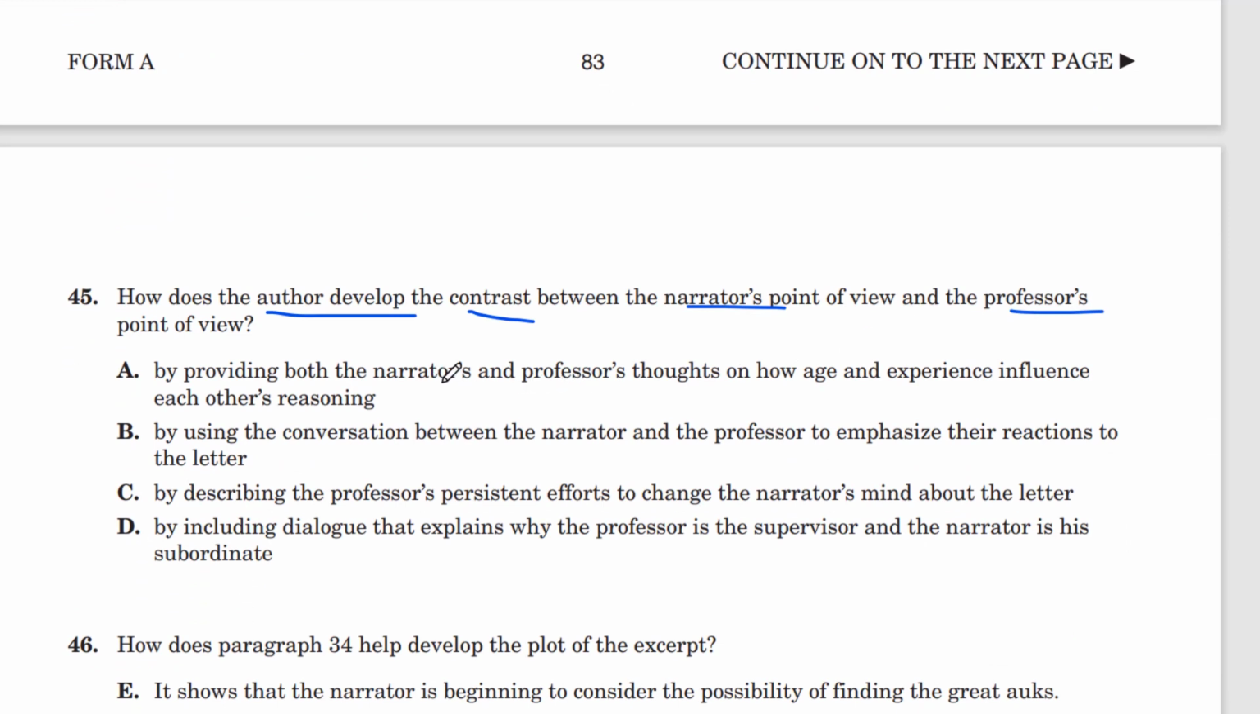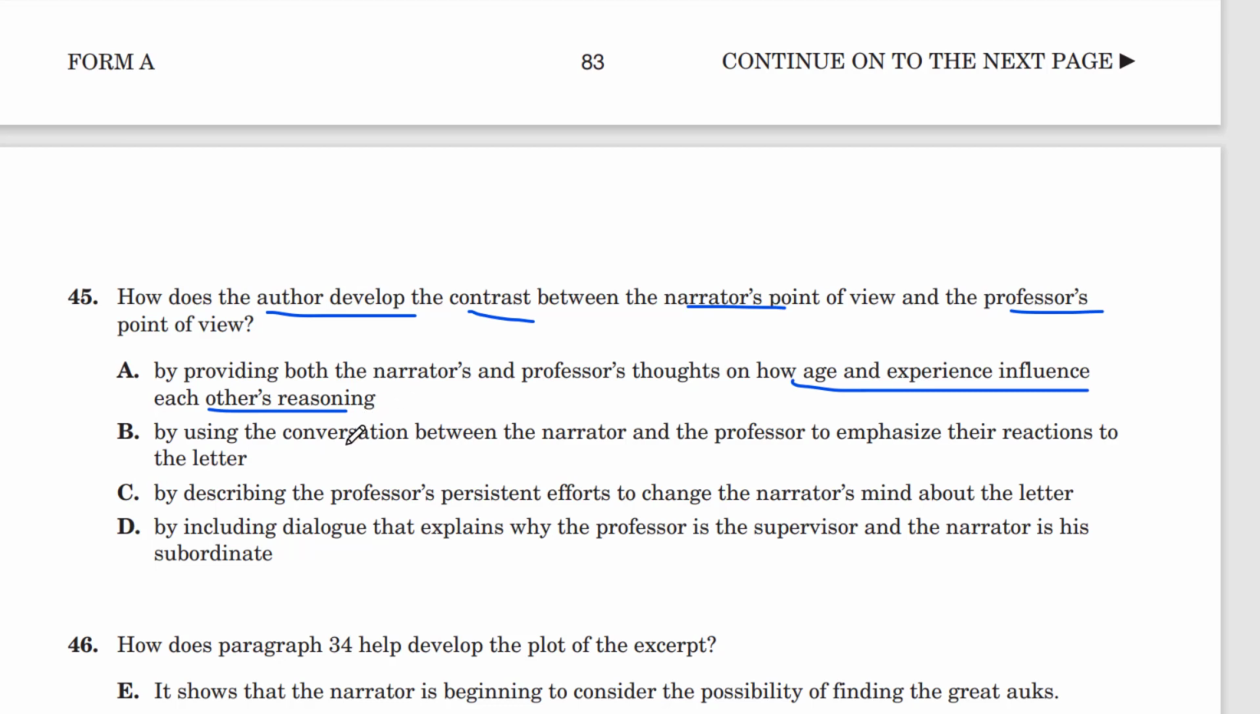A, by providing the narrator's and professor's thoughts on how age and experience influence each other's reasoning. No, it's not about age and experience. That's not the main method from which the author develops the ideas, the opposing points of view.